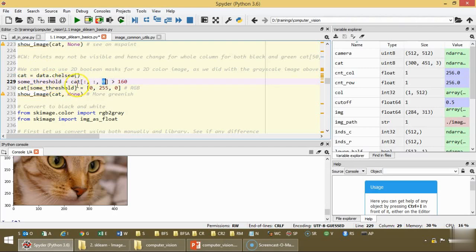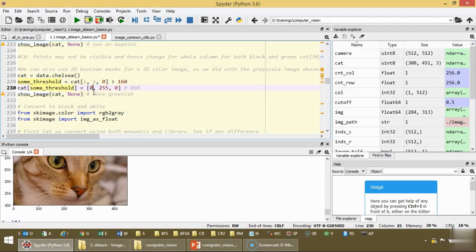So we are creating a threshold of all the red channel having value greater than 160. 160 has been taken randomly just to make sure that we are having a deep red. So this is the threshold having the deep red. And what we are doing here, in that threshold, the deep red, we are changing the color. So this is the color RGB.